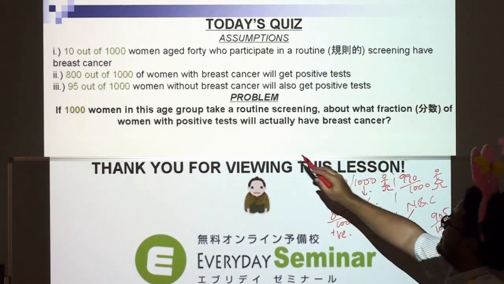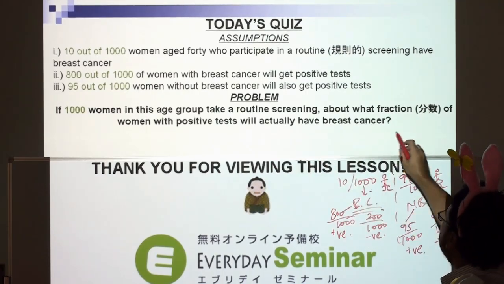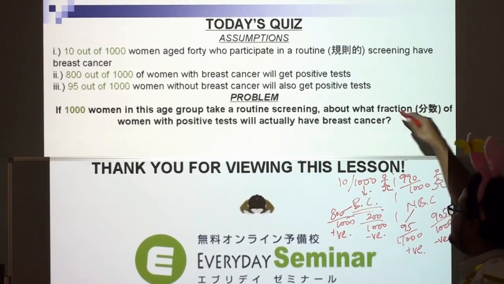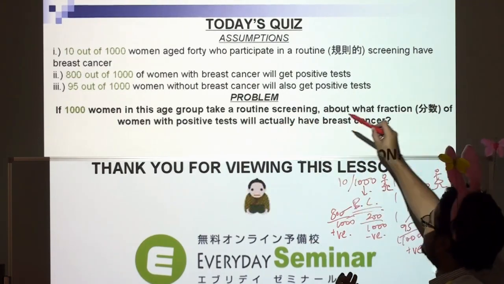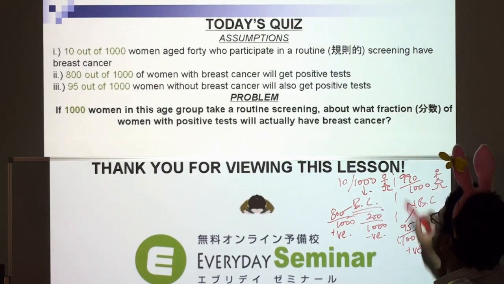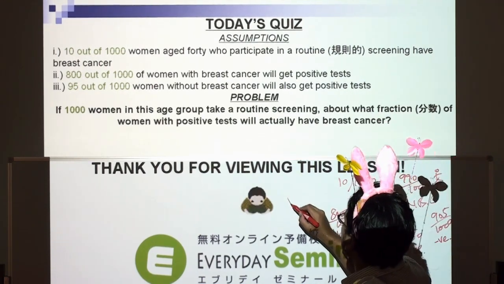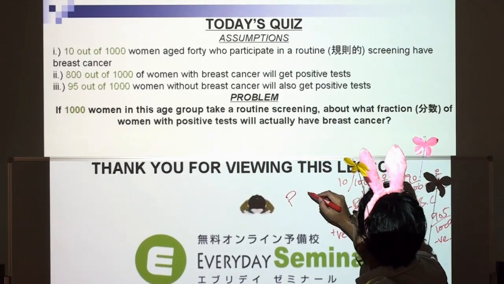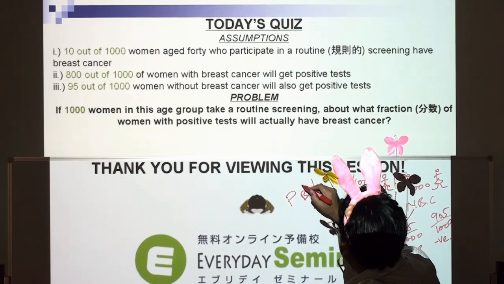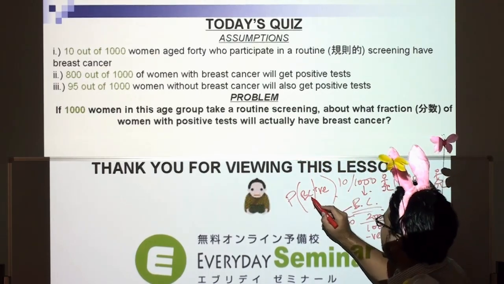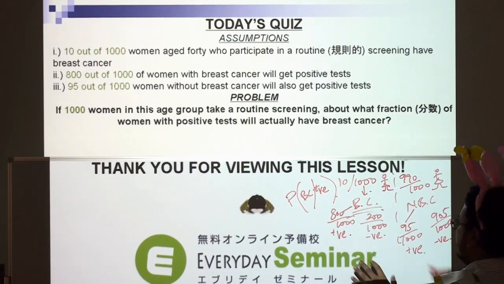Now, the question is, if 1,000 women in this age group take a routine screening, what fraction or what percentage or what is the probability of women with positive tests who will actually have breast cancer? So the question is, what is the percentage probability of women with positive tests, how many of them will actually have breast cancer? Probability of those with breast cancer given a positive test. So here are some clues I've done for you.